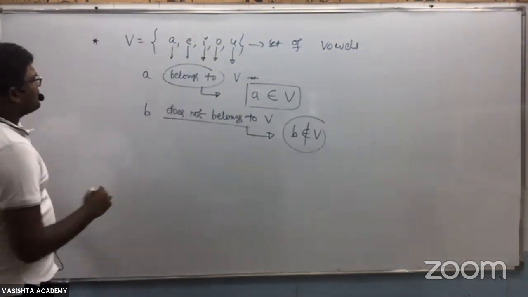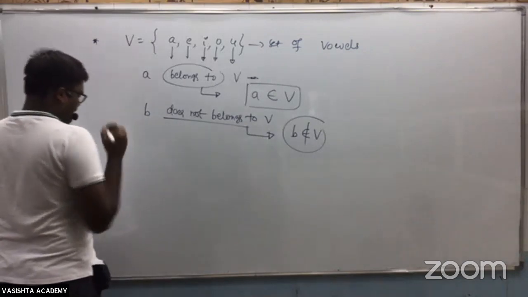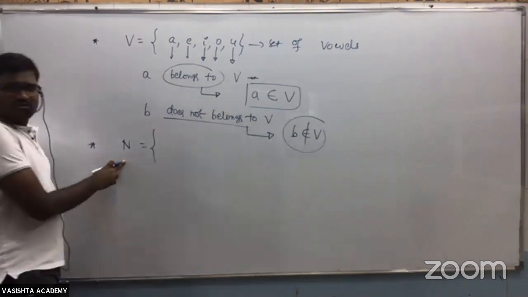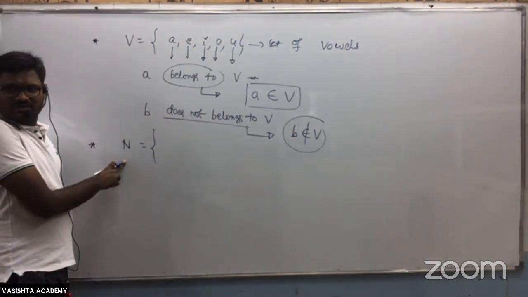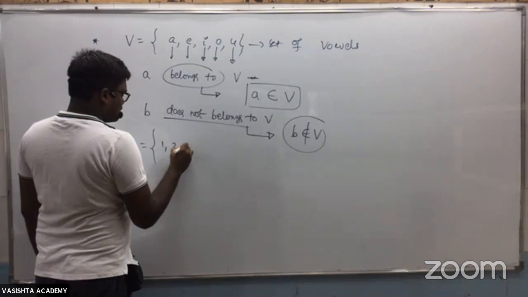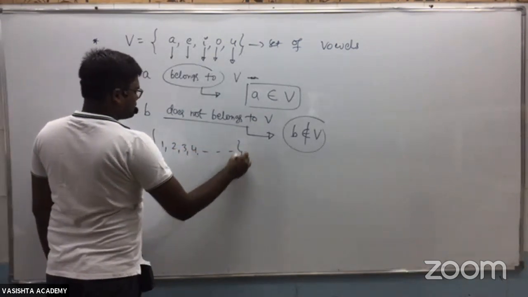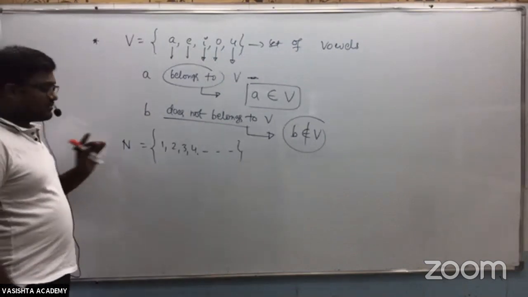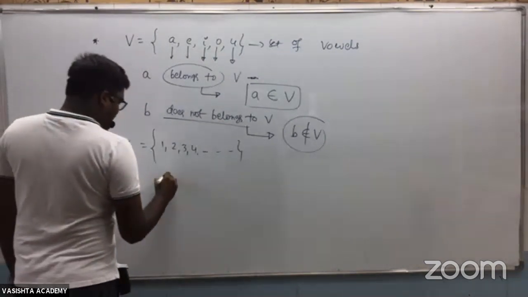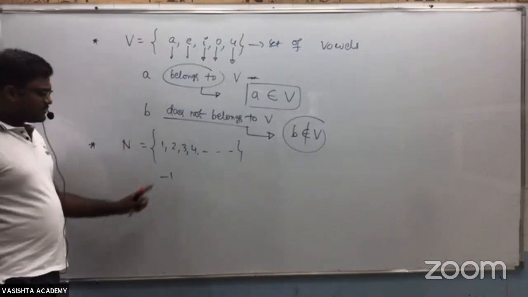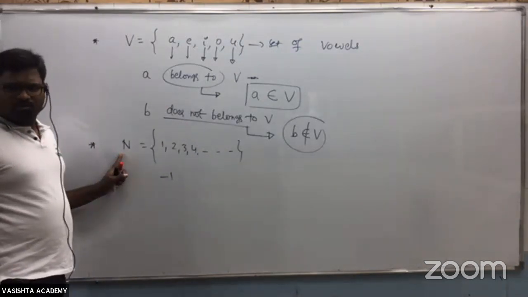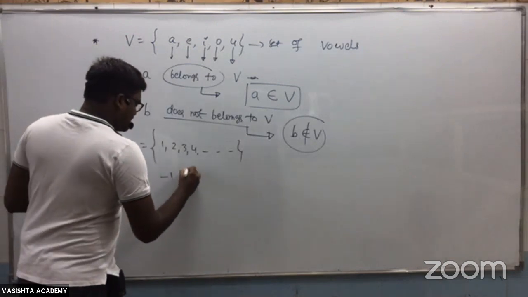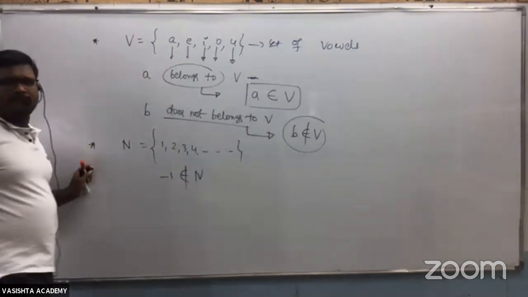Understood? Now can you tell me, when I take N, what is this N? Usually N is the set of natural numbers, right? So it is like this: 1, 2, 3, 4, and so on. You will get an infinite number of elements, isn't it? Now when I write -1, does -1 belong to N? No, because -1 is not a natural number; it is a negative integer. So I'll just write -1 does not belong to N.